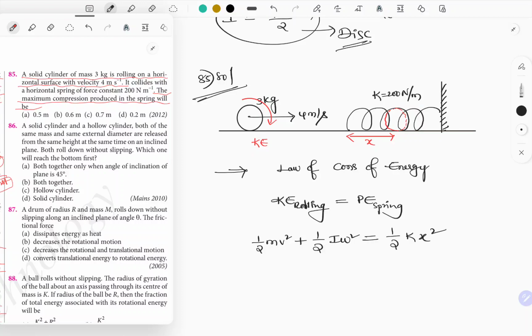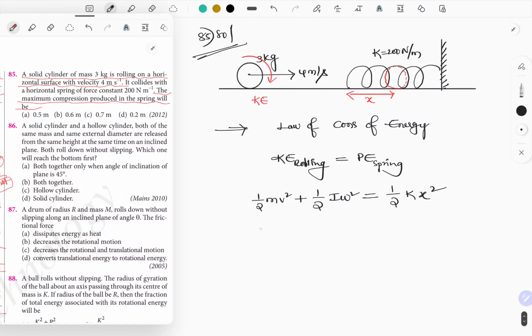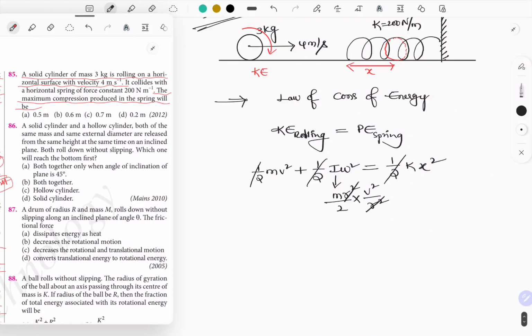X is the compression. That's what we have to find out. So here 1 by 2 will get cancelled out. Okay. Super. What about the moment of inertia of this solid cylinder? It is m r square by 2, into omega replaced with v square by r square. R square will get cancelled.